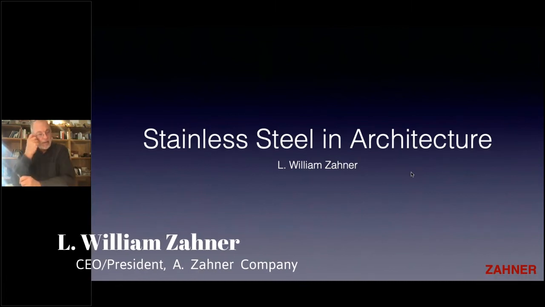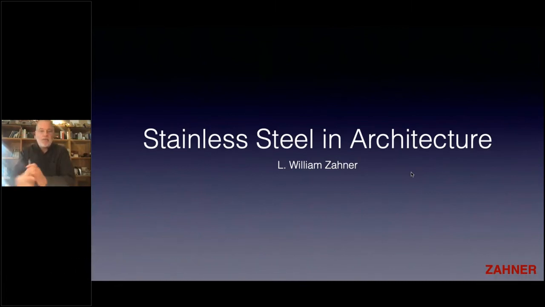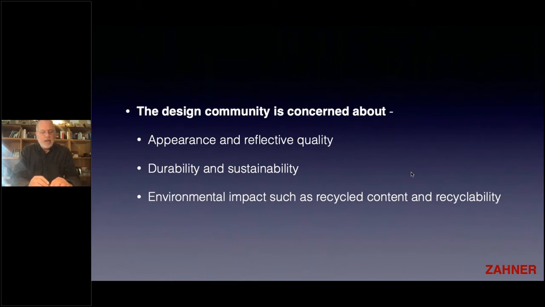What I want to talk about is how stainless steel is being introduced and used more and more in the architectural market. The point is how the design community uses the metal, stainless steel, as opposed to other materials. They look at things such as reflectivity and appearance first. Durability and sustainability are also involved, as is environmental impact.